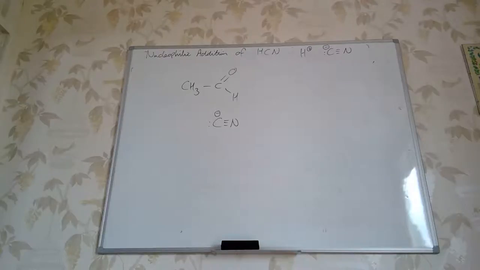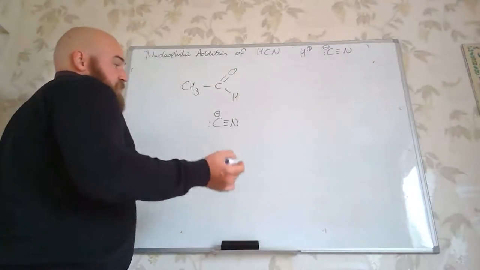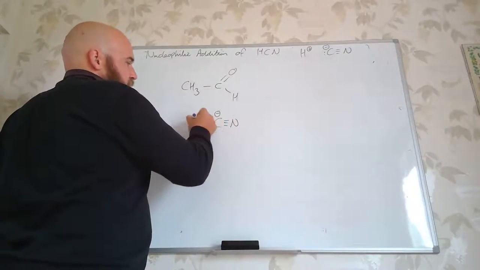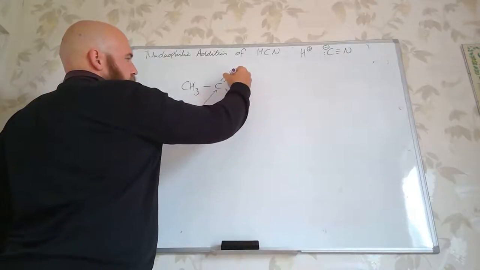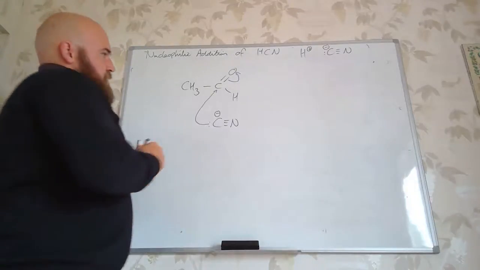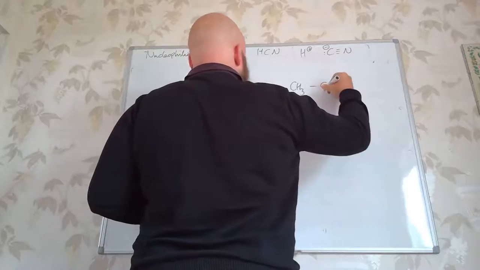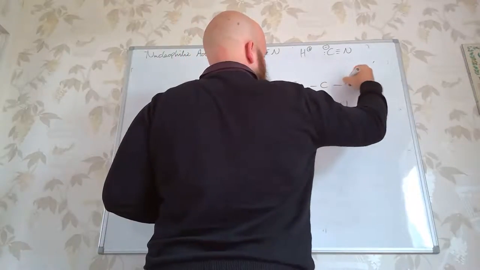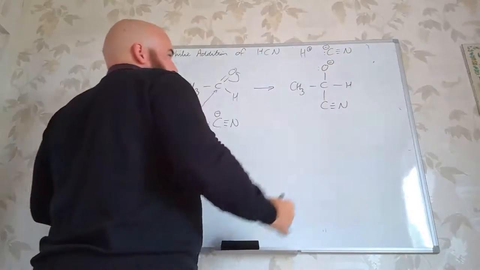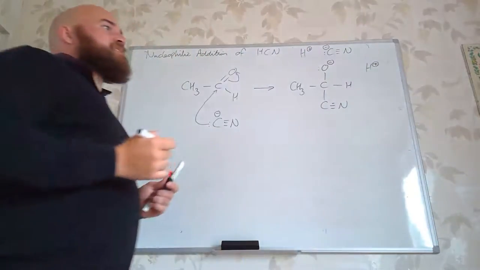Okay then, let's give it a go. Same thing as before: the cyanide ion with its lone pair on the carbon, negatively charged, will attack the carbon on the carbonyl. The C=O bond will break and form a single bond. And then the second stage, we get the H plus. Again, we get it from the solvent. Which solvent do we use this time?